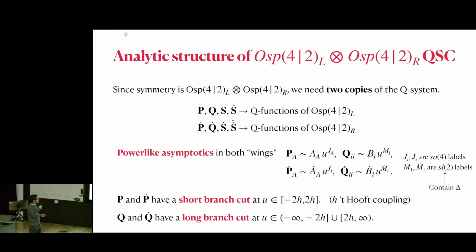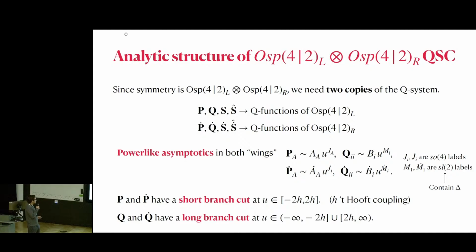Then, to fix the quantum spectral curve, we should impose some analytical structure on these Q functions. And the first thing you should do is to impose power-like asymptotics in both of these two wings. In particular, the P and P dot functions will contain the SO(4) labels of the operators in the dual CFT, so they will have integer asymptotics, basically. While the Q functions will have SL(2) labels. So this will contain the anomalous dimension you're interested in computing in the end. And it will be, of course, non-integer.